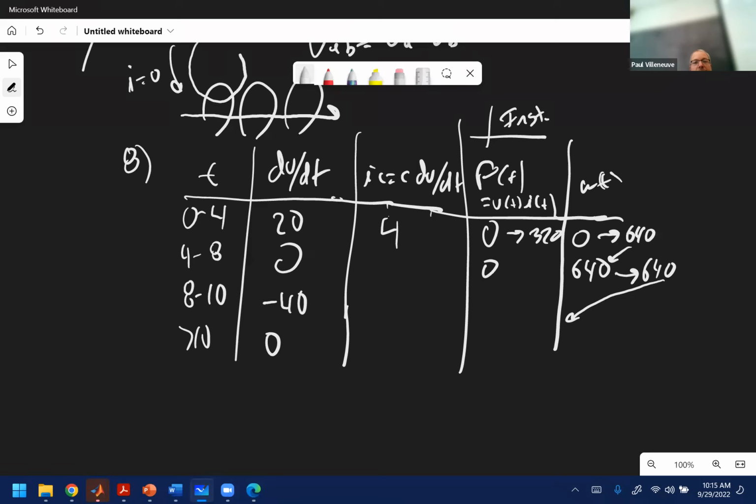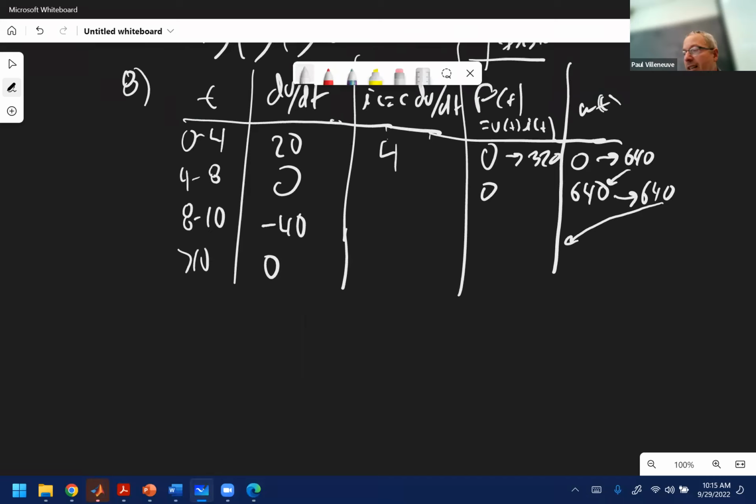Okay. So that's instantaneous power versus average power. Any other questions on number 8?